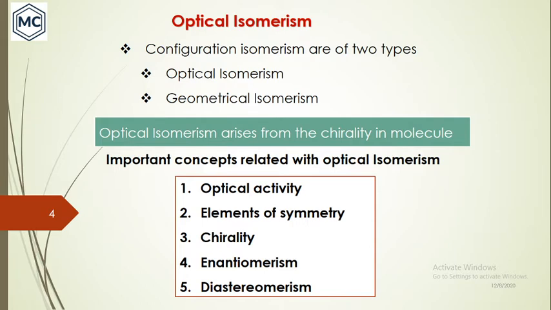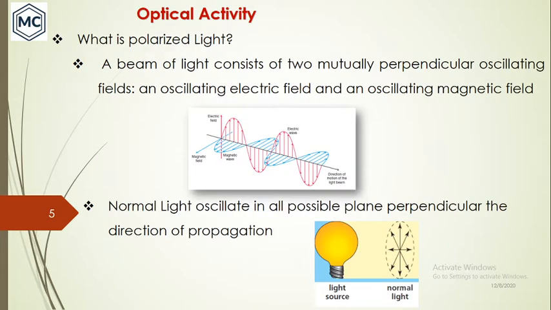Configurational isomerisms are of two types, optical isomerism and geometrical isomerism. Geometrical isomerism we already discussed in the previous lecture, and optical isomerism arises from chirality in the molecule. The important concepts related to optical isomerism are optical activity, elements of symmetry, chirality, enantiomerism and stereomerism. First, let us discuss what is optical activity.